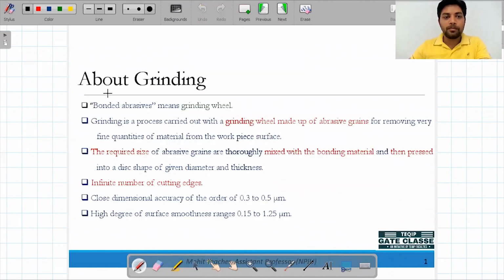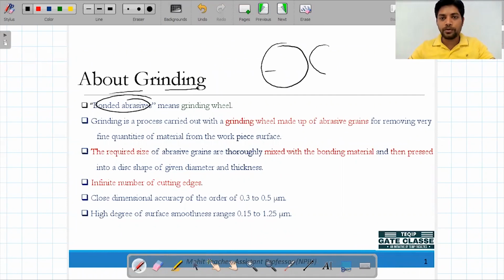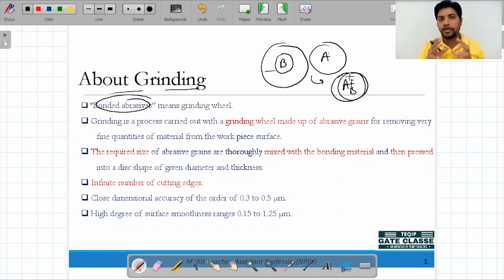So first of all, the grinding operation. First is the bonded abrasive. What is a bonded abrasive? There are two things we have: abrasive grains and bonding material, separately. We mix them and keep this abrasive plus bonding together. The bonding material has some liquid properties and the abrasive is basically solid. When it is mixed, the liquid also softens after some time. If heating is needed for that, we do that as well.